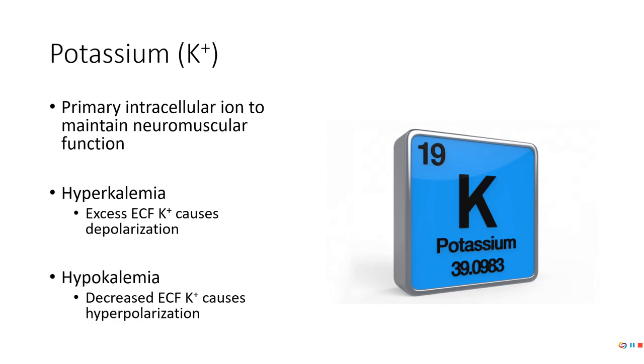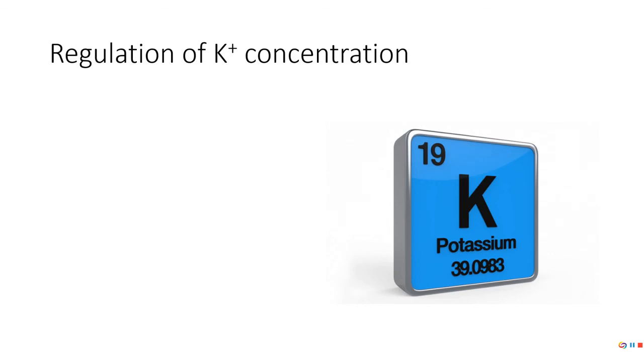Conversely, and it shouldn't be too surprising, if we've got hypokalemia, the reverse is true. Now we've created a bigger gradient, and so potassium is leaving the cell. And when potassium leaves the cell, we're going to be hyperpolarized. The problem with that is it's going to make it more difficult for us to reach threshold for an action potential to occur. When it comes to maintaining potassium concentration, this is something that's done by the urinary system.